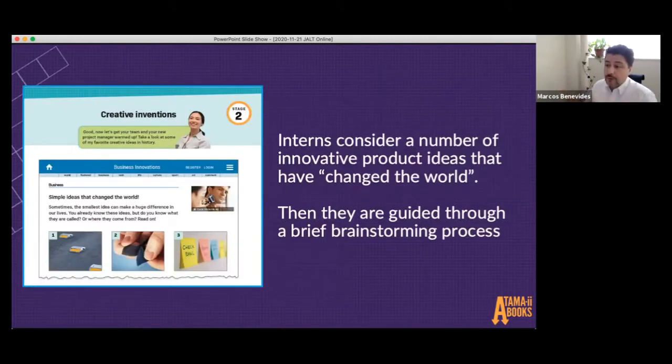I'm going to go quickly through all this stuff, but if anyone has any questions, please write them down and then bring them up at the end if you like.